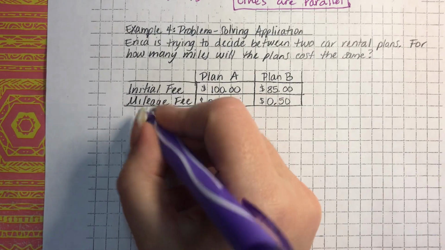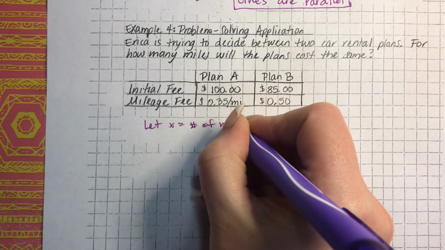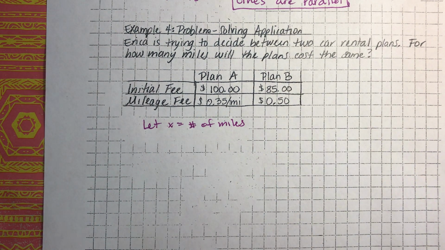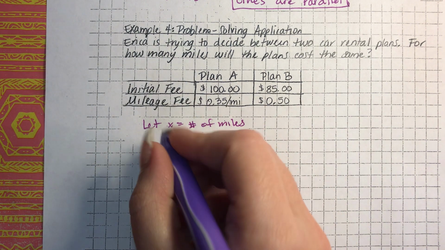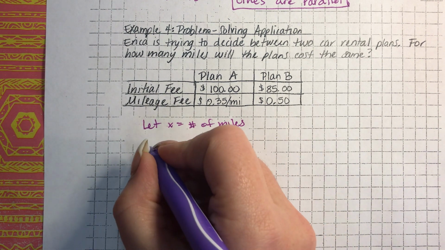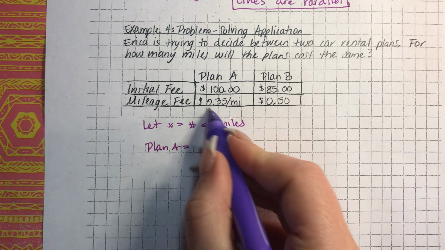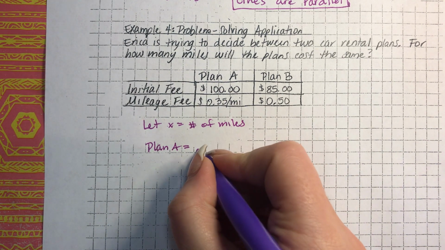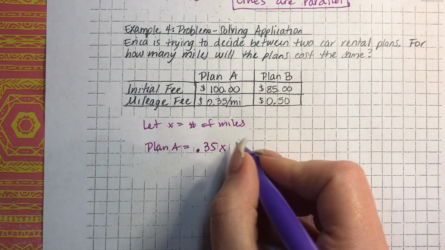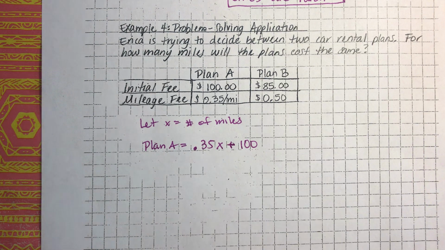So that's going to be the number of miles. So let's say let x equal number of miles. All right? Then we have to make an equation for plan A. And we're just going to put it in slope-intercept form. So I'm going to say plan A is going to equal 35 cents per mile, so 0.35x, plus the initial amount, which is 100, okay?